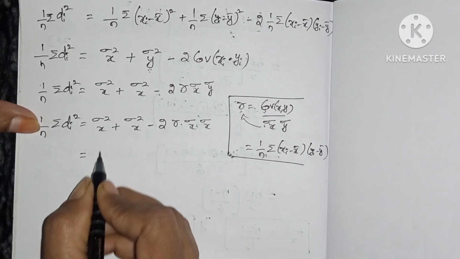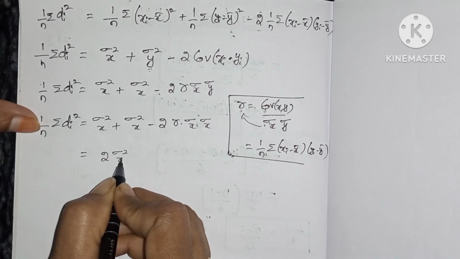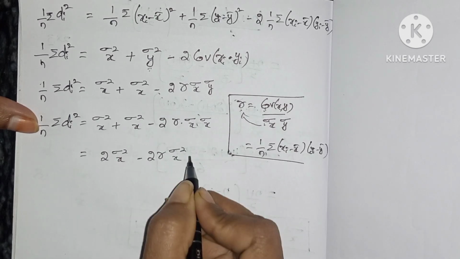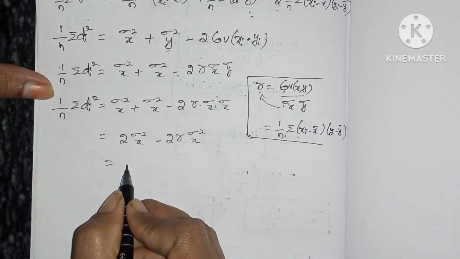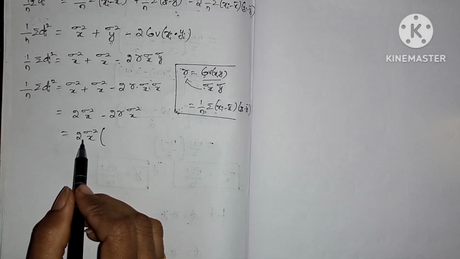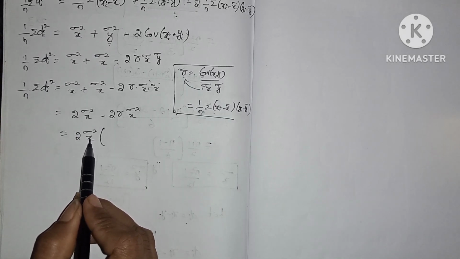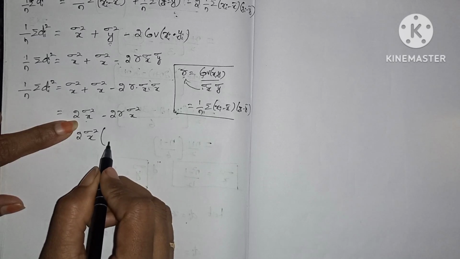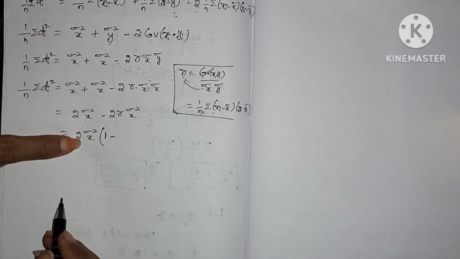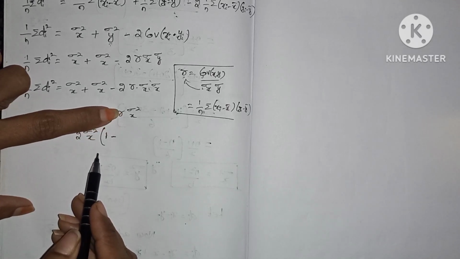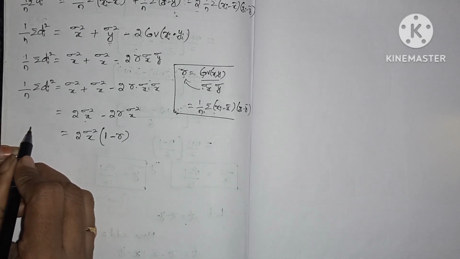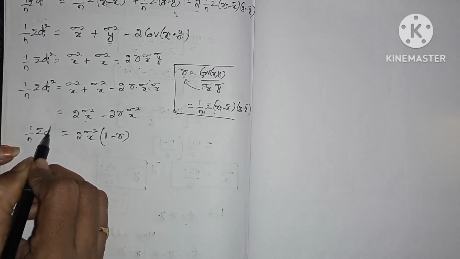So 2 into sigma square x minus 2 into r into sigma square x, isn't it? So here I am going to take 2 sigma square x common. Here 1 minus, so 2 sigma square x we have taken common, and the left term is r. So here the term is 1 by n summation di square.